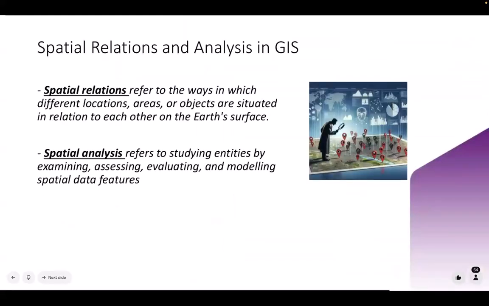We're going to move briefly on to looking at spatial analysis and spatial relations in GIS. Your spatial relations are about how locations relate to each other, right? Are two areas next to each other? Do they overlap? Does one contain the other? And then the spatial analysis refers to studying these entities by examining, assessing and modeling these features.